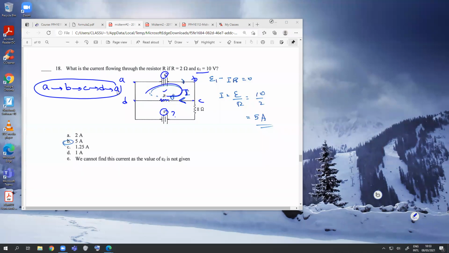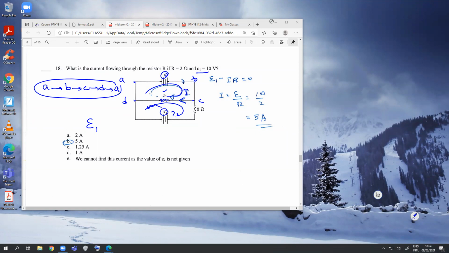I'm going to move in that direction and apply the loop rule. What is the loop rule? I collect all the potential changes and say the sum of those potential changes is equal to 0. So when I go from A to B, there is E1. And E1 is given. That's why I choose that loop. Suppose I choose the other loop, I'm going to have another unknown. I'm not interested in E2. I'm only interested in finding the I. So I avoid that loop. That's why I choose the upper loop.